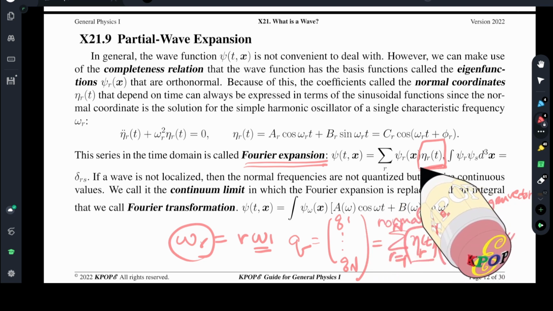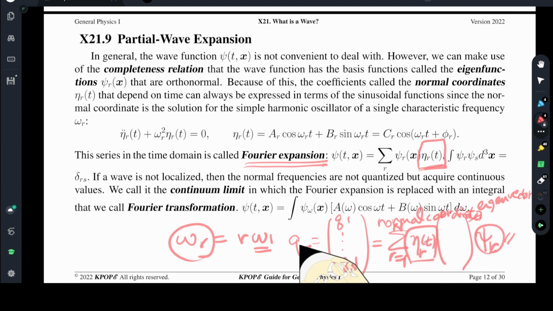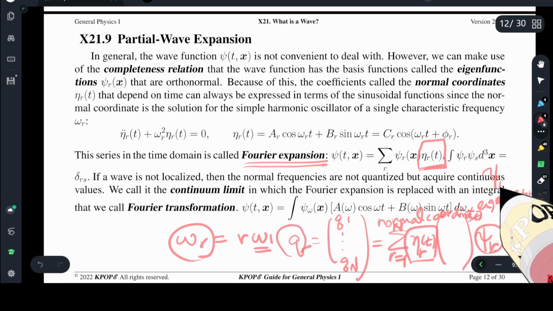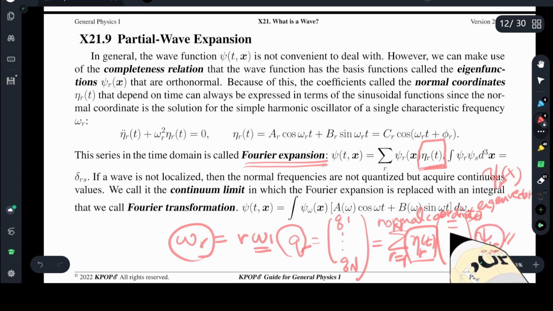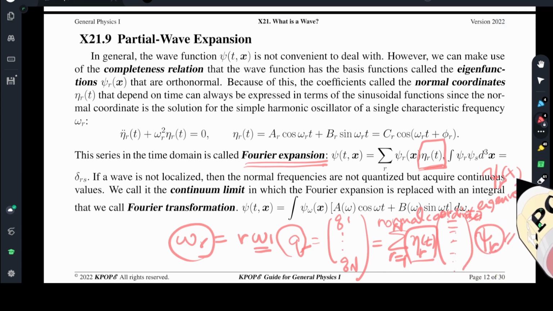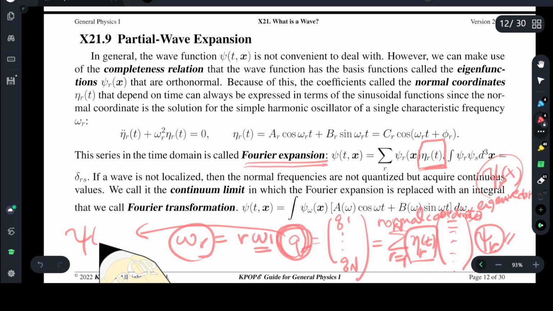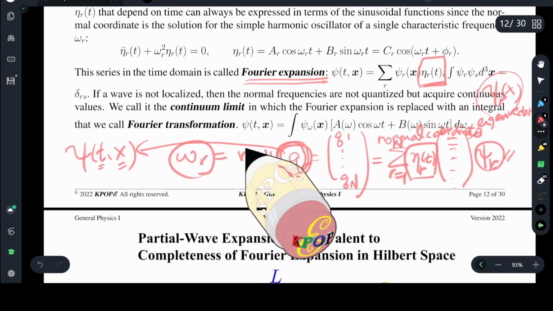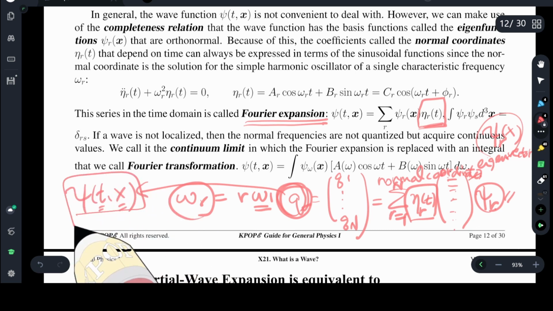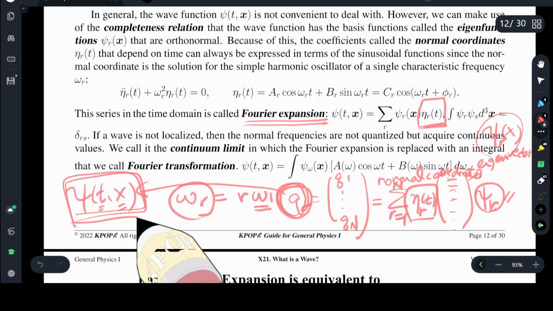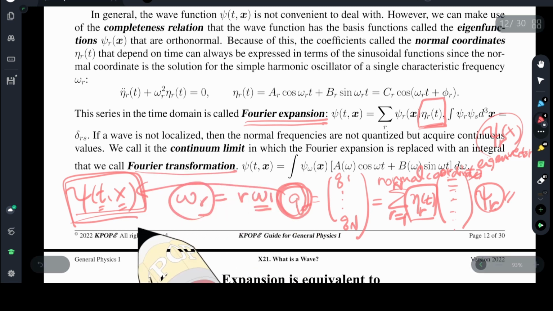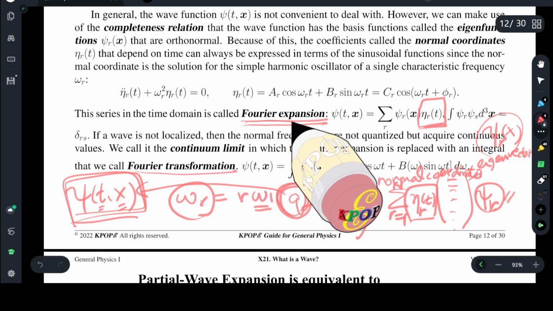In that case, the eigenvector is replaced with an eigenfunction with the subscript r representing the frequency. The column vectors of first, second, third elements, these finite elements, are to be replaced with a continuous variable and continuous function. And these coordinates are to be replaced with a wave function that depends on both time and space. For the continuous variable, continuous wave function, we call it a Fourier transform. And for discrete summation, we use Fourier expansion.